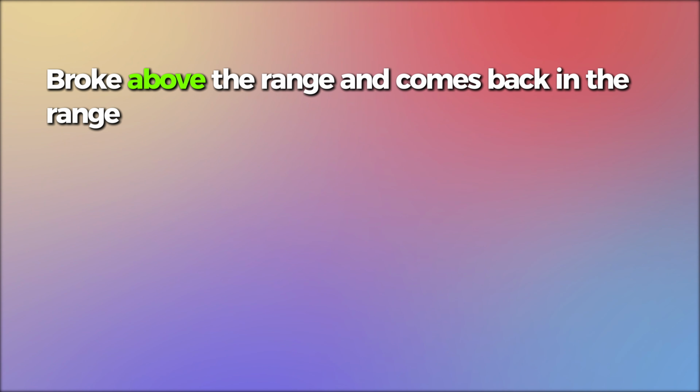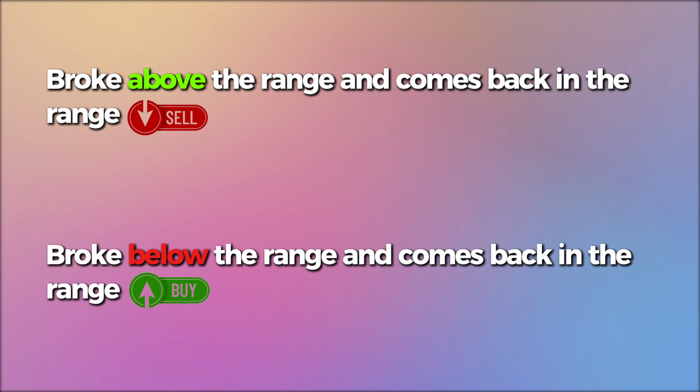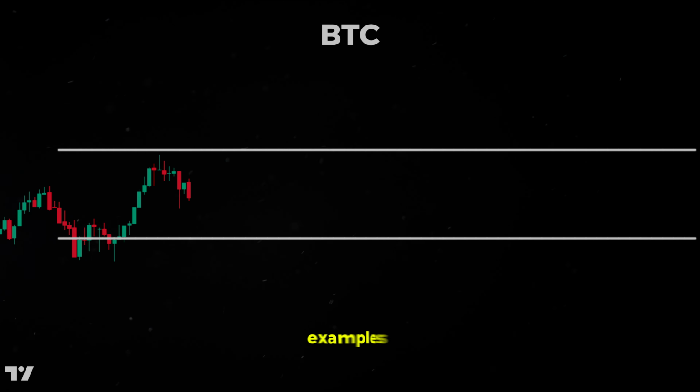If it broke above and came back in, you're going short. If it broke below and came back in, you're going long. Stop loss goes at the extreme of that breakout. Take profit is 2R. That's the whole checklist. 3 steps. Let's go through some real life examples, starting with crypto.